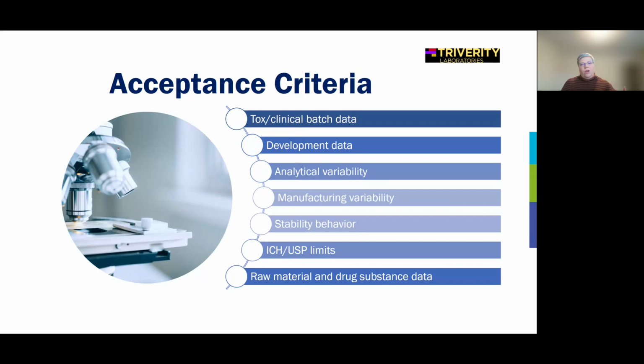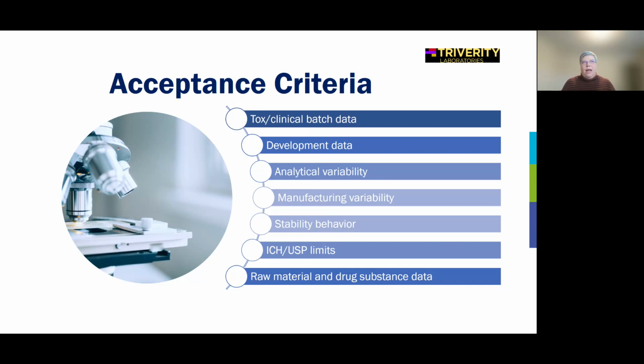Looking at your telescoping, saying, okay, well, we need to set our release spec on our drug substance really low for this one impurity because it's also a degradant, and we see it growing 5-fold on stability. So it needs to start really low. We can't bring something in that's really high. Looking at any ICH or USP limits that exist. And then raw material and drug substance data.